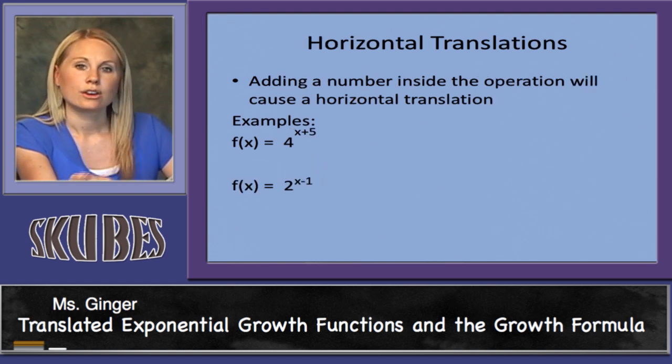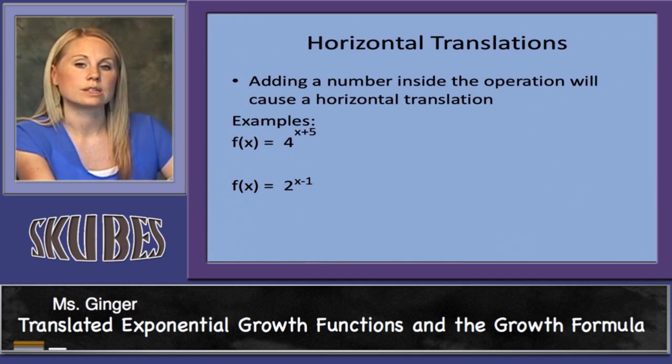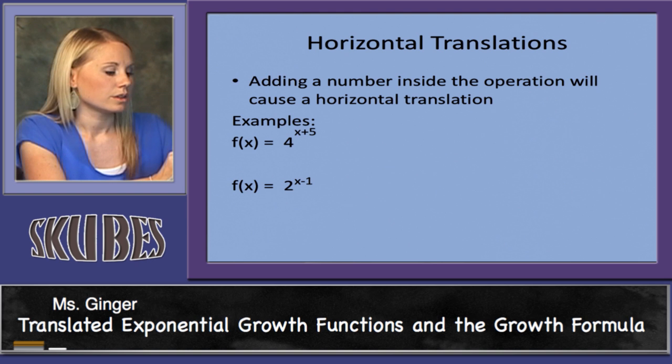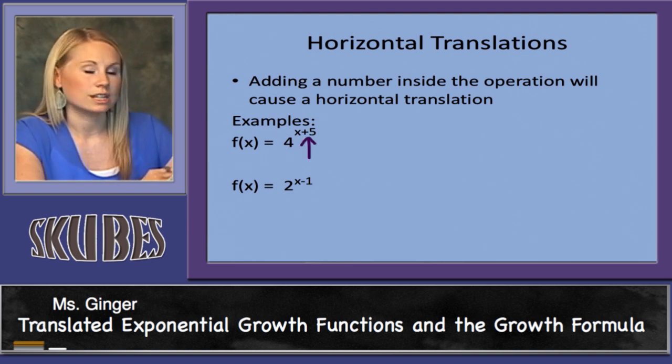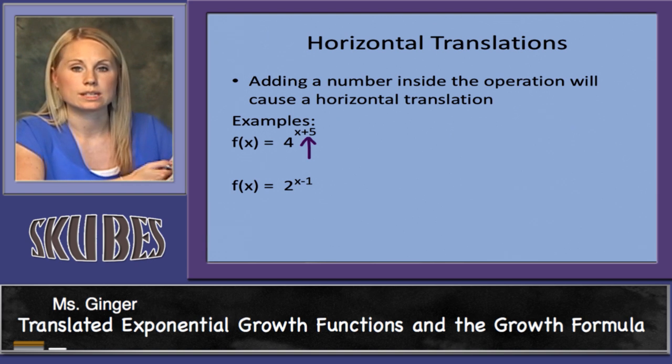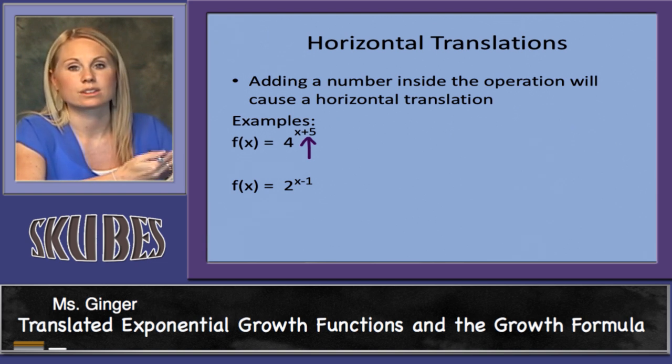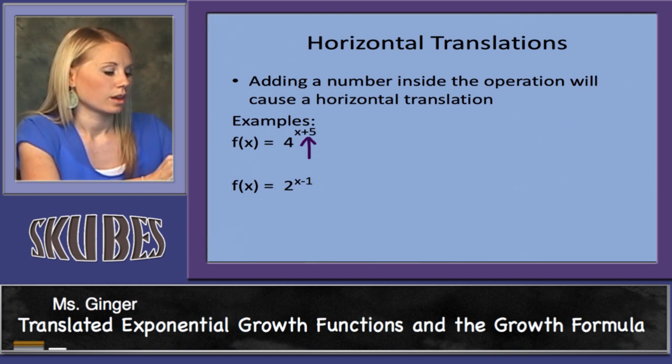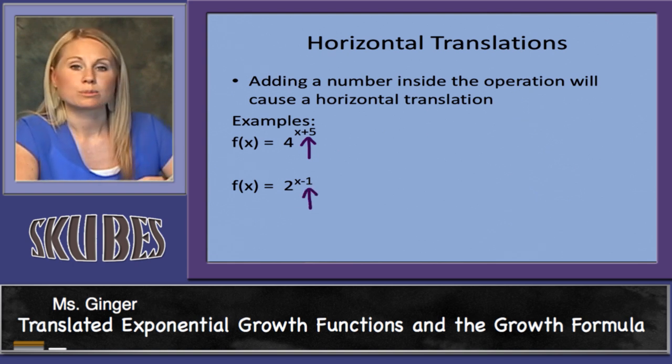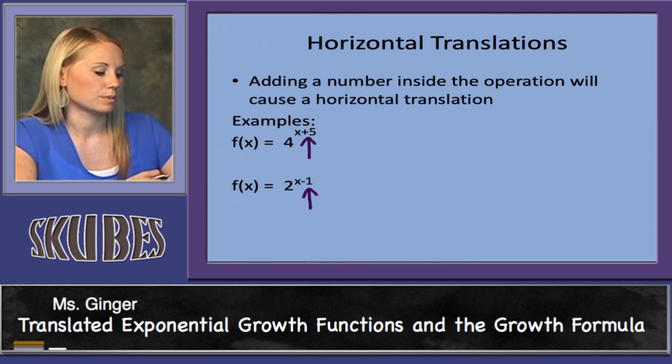Okay, here are some things that you may see if you have a horizontal translation. You'll see numbers added or subtracted in with that power. So here I have a 5 added, and that's actually going to cause a shift left. When you see a number added there, it's going to cause a left-hand move. And when you see a number subtracted, that's going to move our graph over to the right. So this bottom one has been moved over 1 unit to the right.